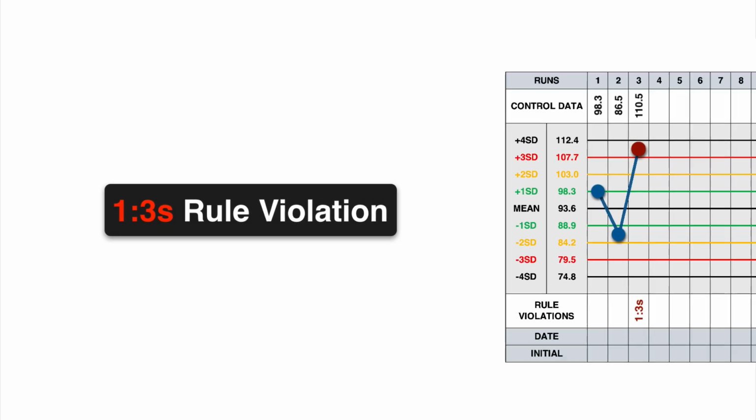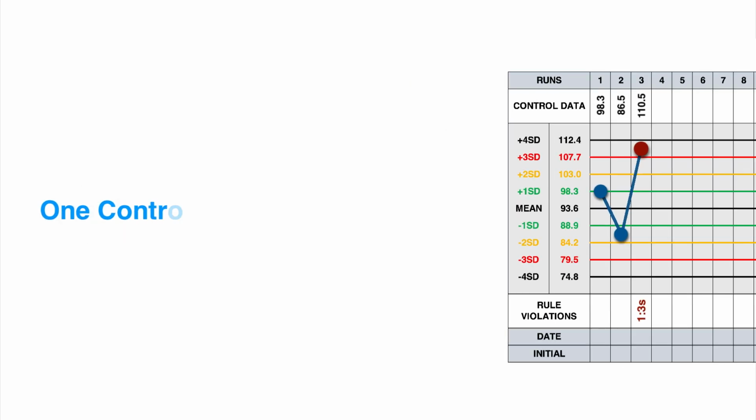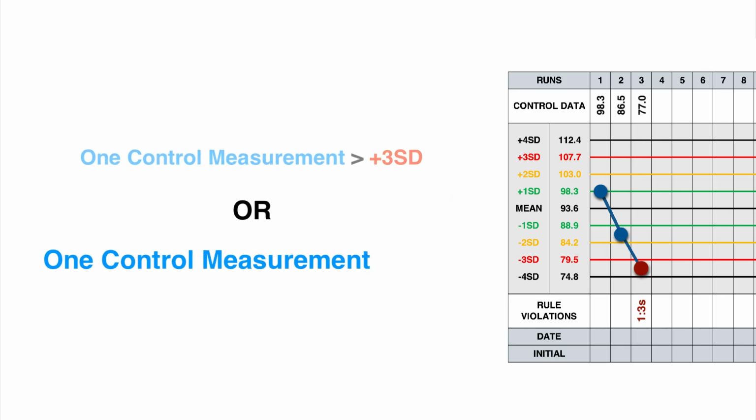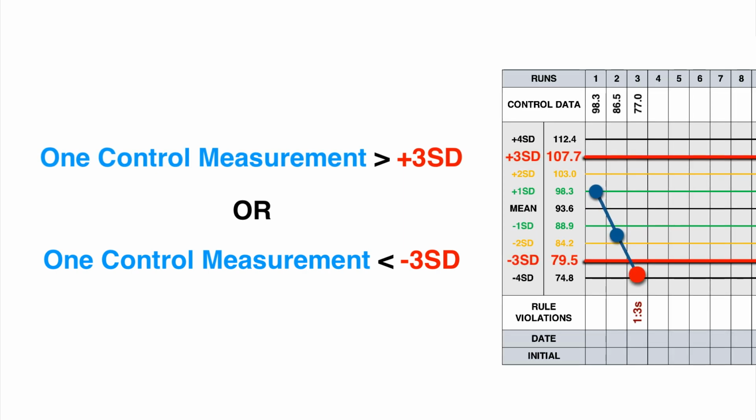Now let's start with the basics. The 13S rule means this. One control measurement is greater than plus 3 standard deviations, or less than minus 3 standard deviations. That's it. If a single point is outside of that range, the rule is broken.